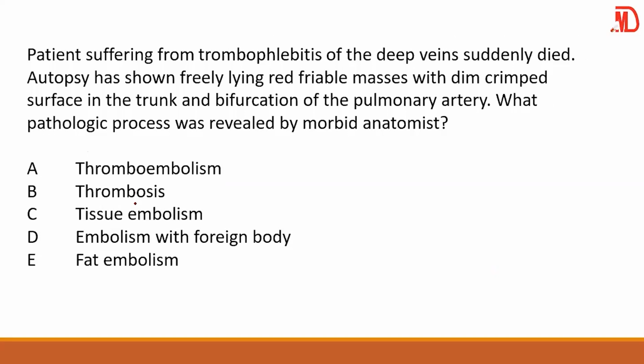Please write it down. Okay, a patient suffering from thrombophlebitis. That means there's a problem in the vein, a thrombus in the vein or inflammation of the deep veins of the lower limb. Suddenly died. Now, autopsy has shown freely lying red friable masses with a dim, grainy surface in the trunk and bifurcation of the pulmonary artery.